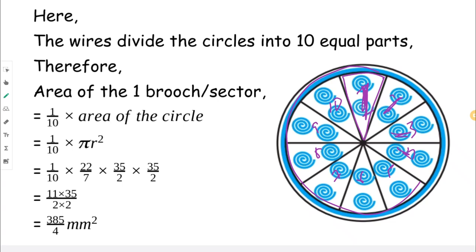Clear? So 1 by 10 into pi r square. Pi 22 by 7. Radius is 35 by 2. 35 by 2, right? Then 2 ones are 2, 2 11s are 22, then 7 on the 7, 7 5s are 35. Then 5 2s are 10, and then we can do what? 5 ones are 5, right? Then I'll have here 11 into 35, then 2 into 2. So 11 and 35, I'll get 385, and then 2 2s are 4. So area of one brooch, area of this one sector is how much? 385 by 4 millimeter square.